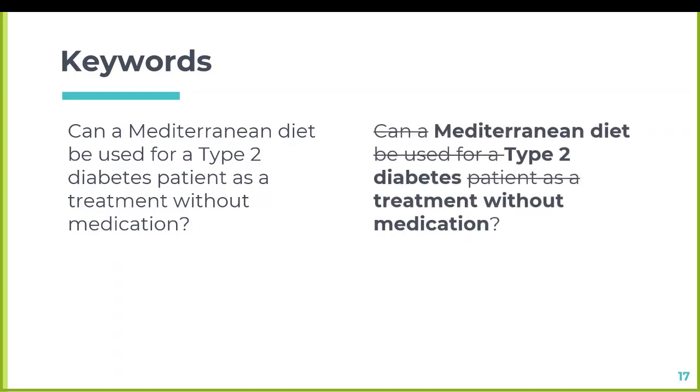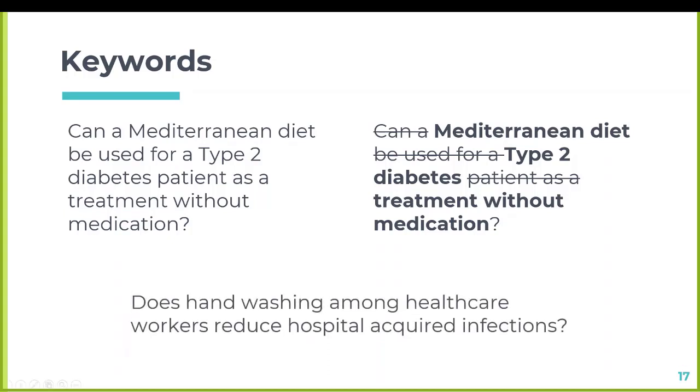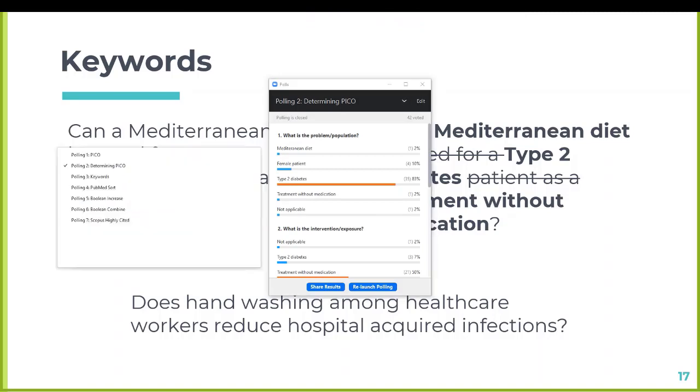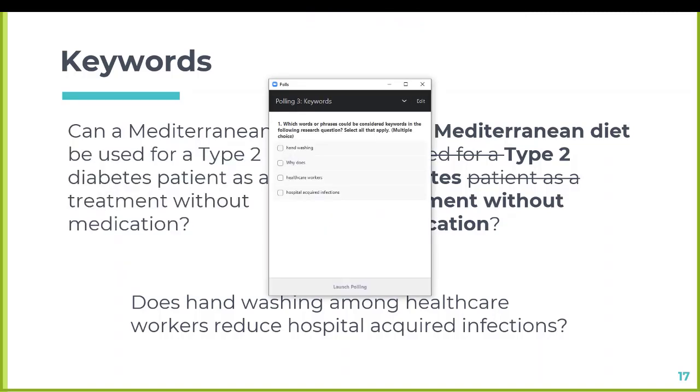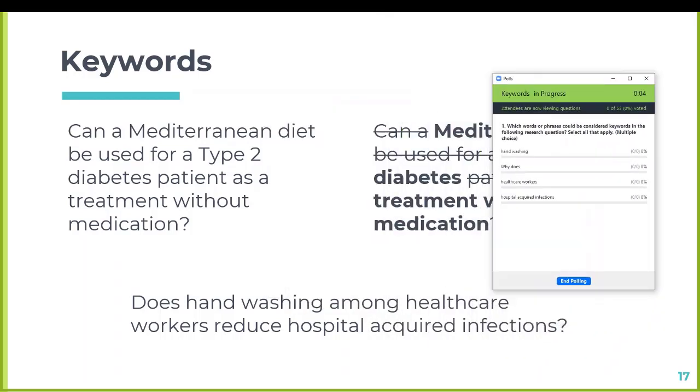So these are the keywords: Mediterranean diet, type 2 diabetes, treatment without medication. And then we're going to test your newfound skill with the following question here. Does hand washing among healthcare workers reduce hospital-acquired infections? So I'm going to launch the next poll, and go ahead and select which keywords you think are found in this question.